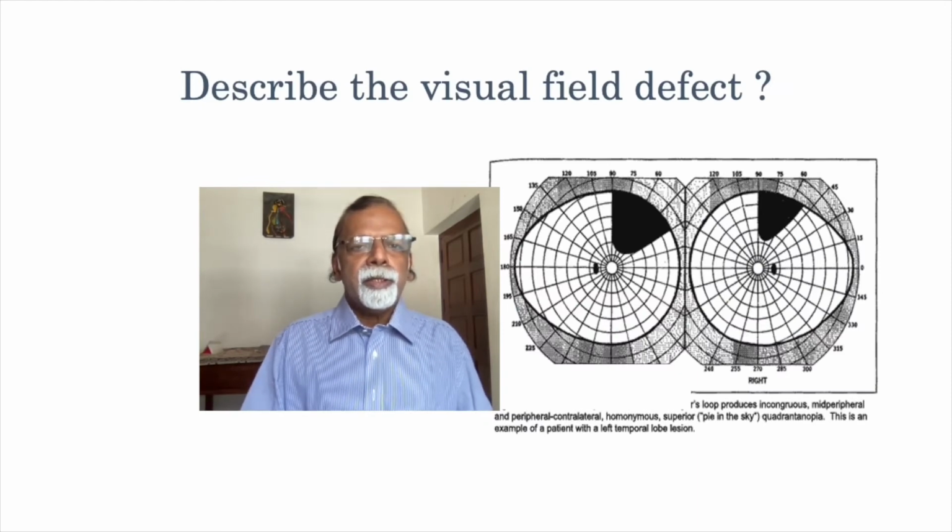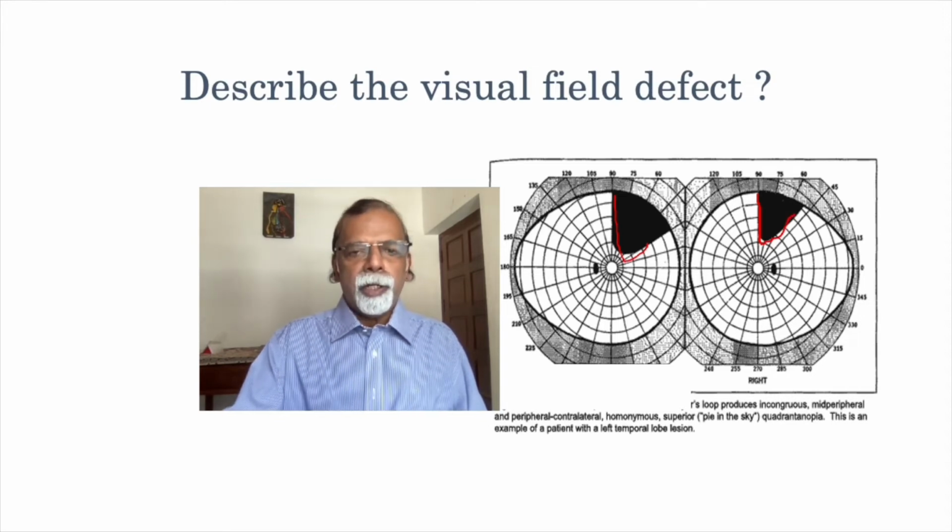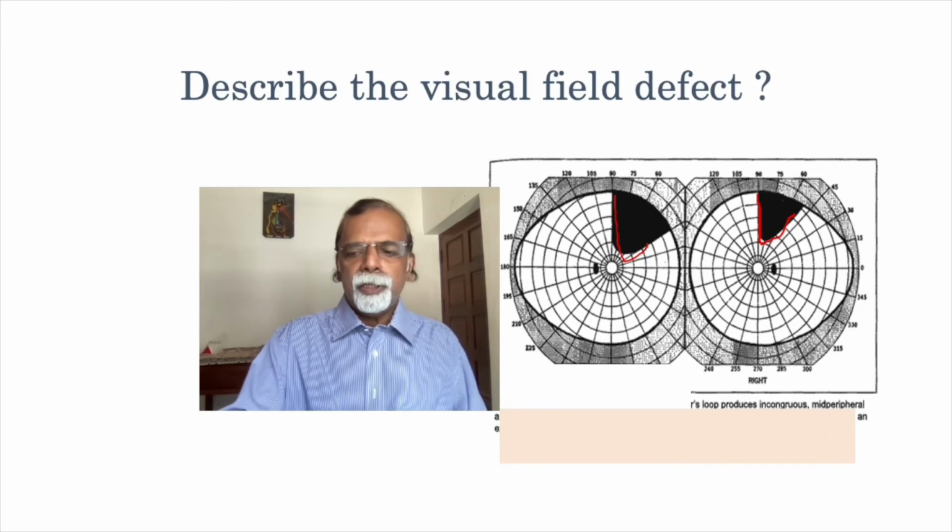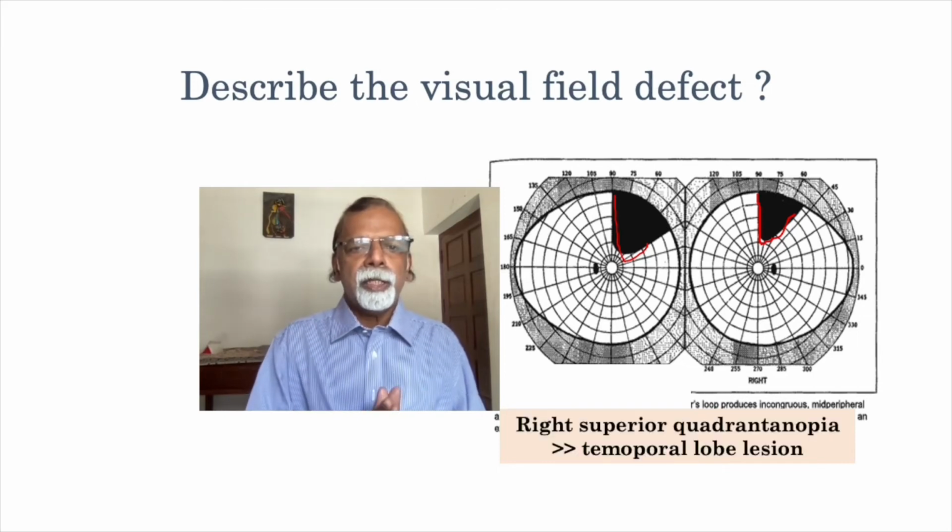So here you can see there is a visual field defect of almost similar size on both sides, and the upper part is affected. This is called a superior quadranopia. Hope this point is clear to you. So this lesion is a right superior quadranopia, and this is characteristic of Meyer's loop involvement.